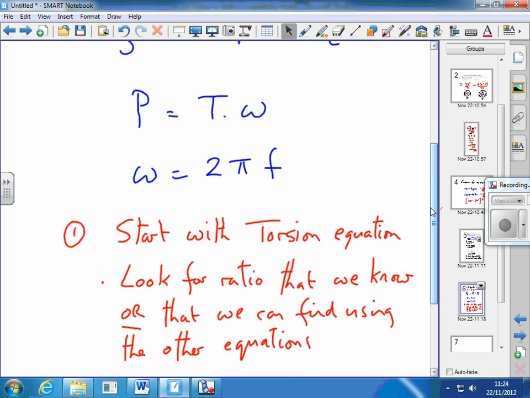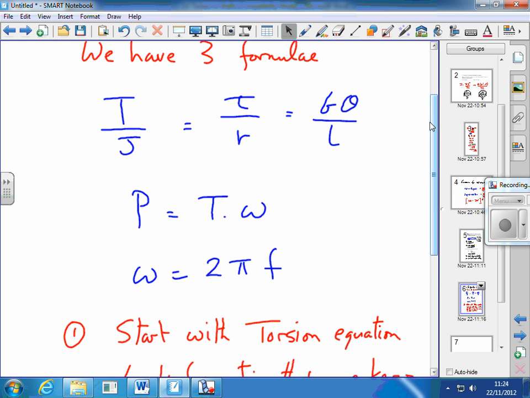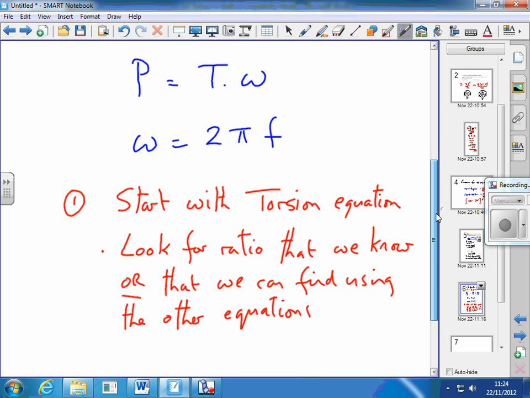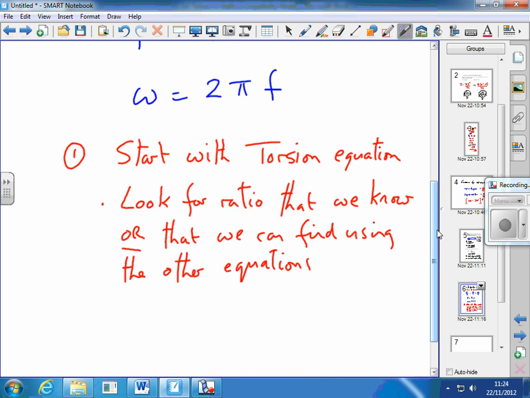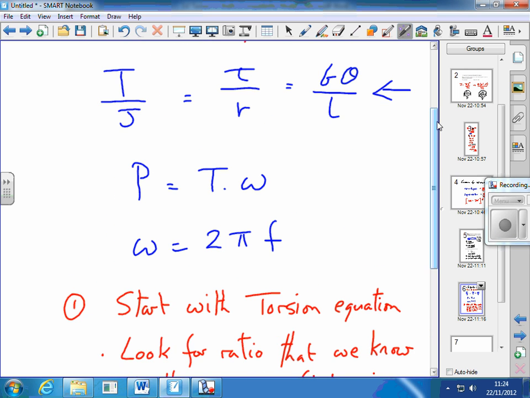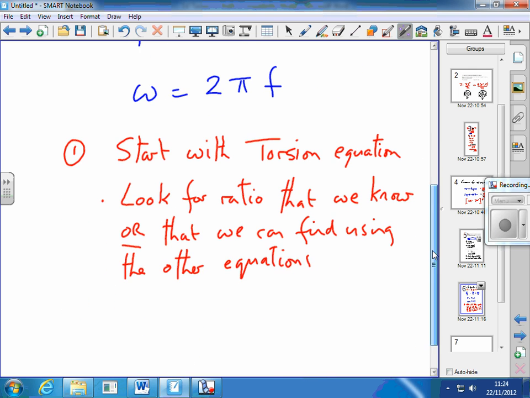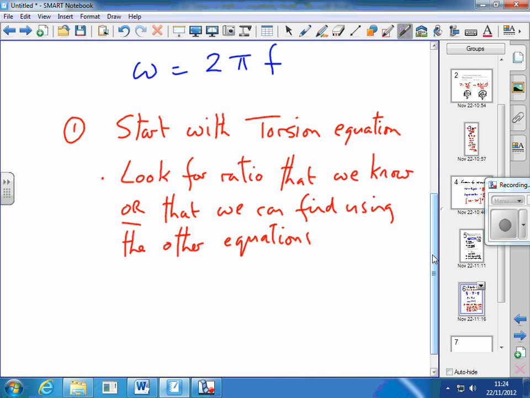So I would suggest that number one, you start with the torsion equation, because that's the one we're going to end up using in the end, this torsion equation here. And look for a ratio that we know. Do I know G and theta and L, or do I know T over J, or tau over R, or do I know the other ratio? Am I given that information? Or can we find one of those ratios given some other information, like I'm told the power or I'm told the frequency, something like that.